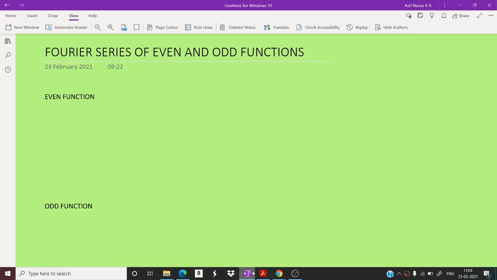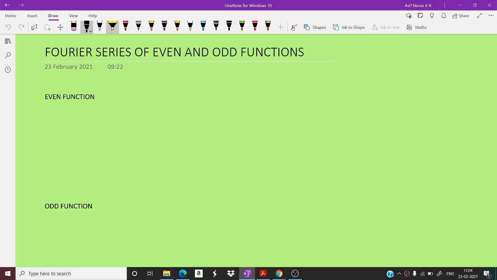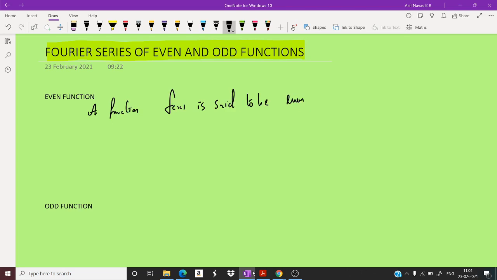Okay, in this session, we will discuss Fourier series of even and odd functions. So first, I will define what is an even function. You already know that a function f of x is said to be even if f of minus x, instead of x, if I substitute minus x, it will be f of x itself. Such functions are called even functions.